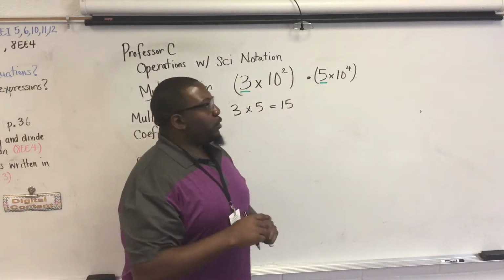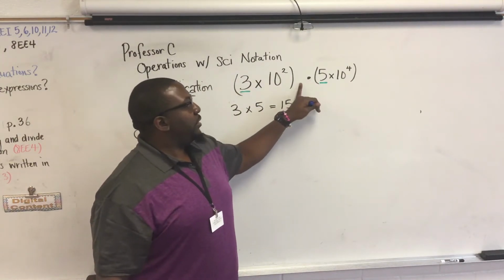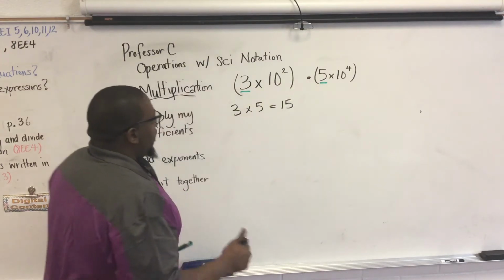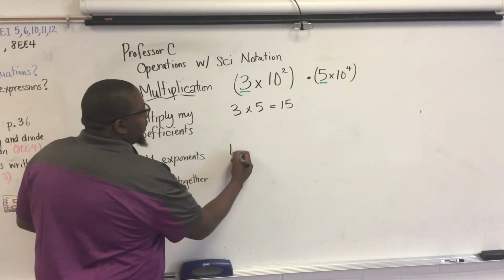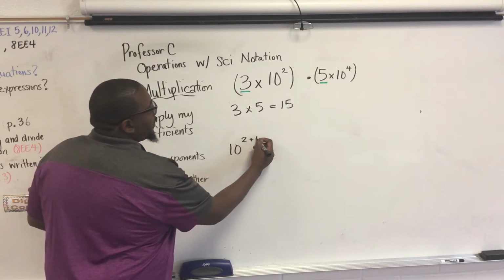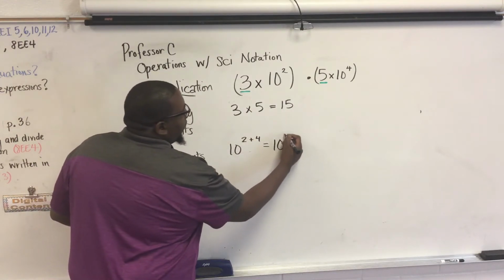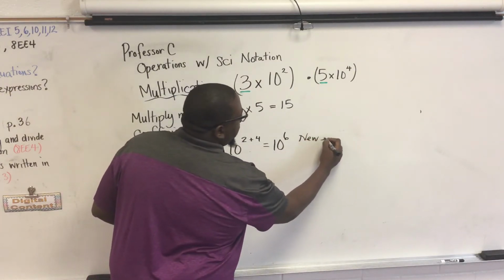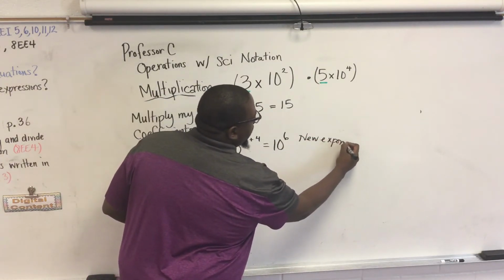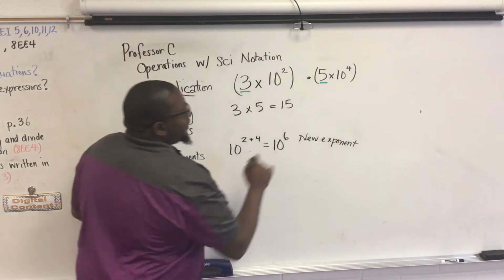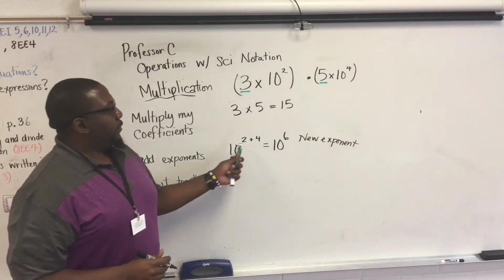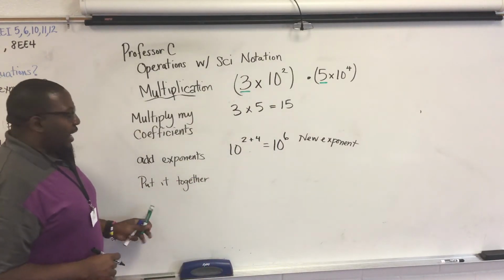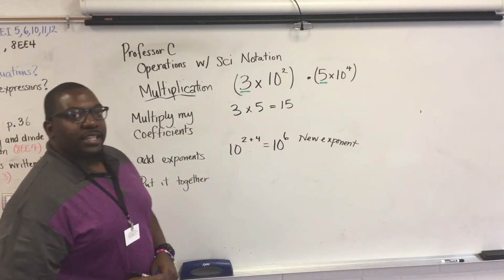Remember, with the exponent rules, when I see multiplication, I want to add exponents that have the same base. So if I take my 2 exponents, 2 plus 4, my new exponent would be 6. 2 plus 4. Okay? The last step, guys, is to put it all together.